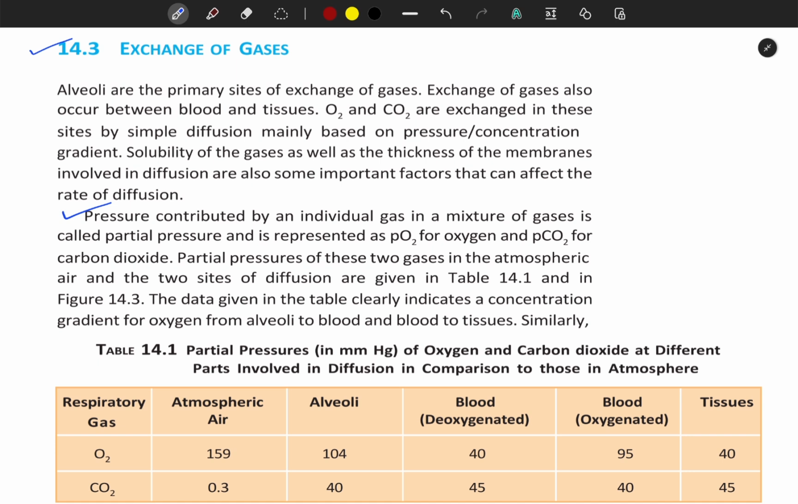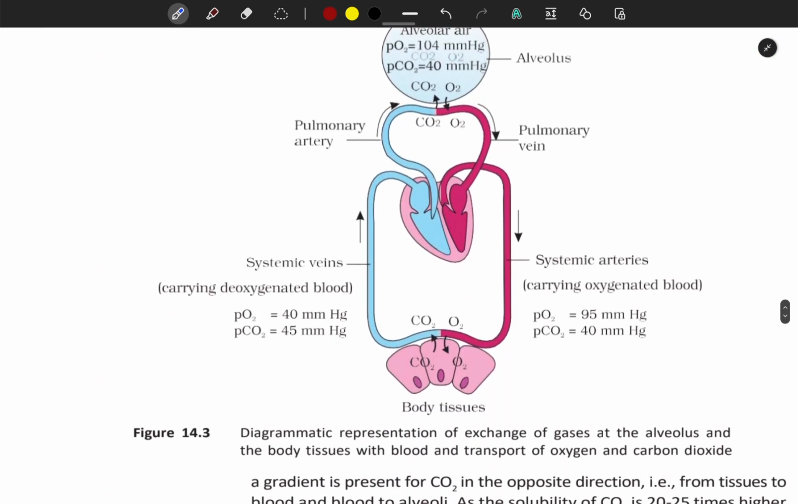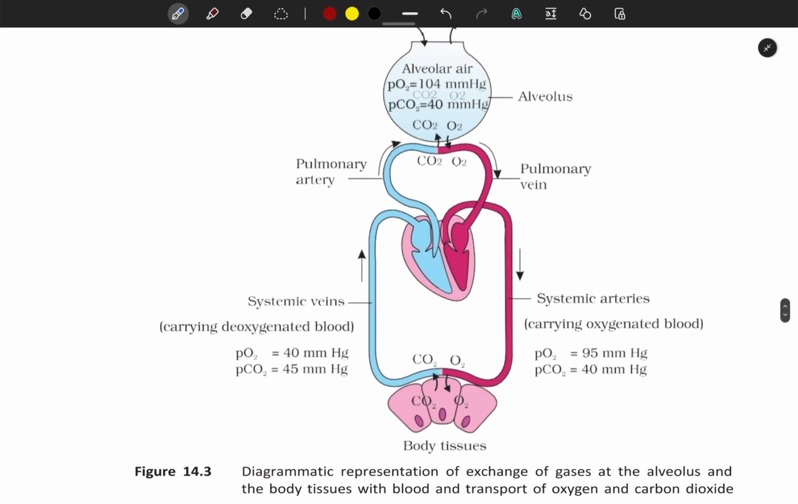The data given in the table clearly indicates a concentration gradient for oxygen from alveoli to blood and blood to tissues. Table 14.1 represents the partial pressures in mmHg of oxygen and carbon dioxide at different parts involved in diffusion in comparison to those in atmosphere. Also, Figure 14.3 represents a diagrammatic representation of exchange of gases at the alveolus and the body tissues with blood and transport of oxygen and carbon dioxide.